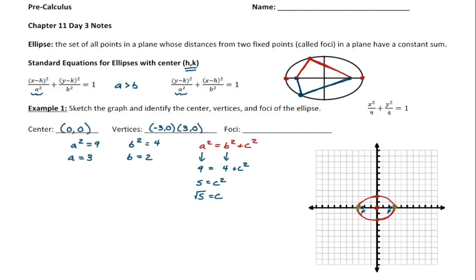So if I plot my foci, I just need to say the coordinates of them, and the coordinates in this case would be -√5, 0, and +√5, 0. So I need the equation a squared equals b squared plus c squared to find my c value, and then I need my c value to know where to put my two foci for this ellipse.